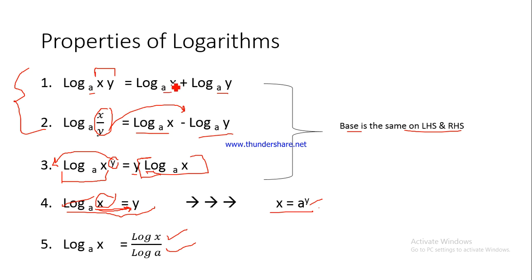So log 10 base 10 would become 1, log 10 base 100 becomes 2. So basically 1 plus 2 is equal to 3. This is how we are going to check these properties. You can prove these properties also.